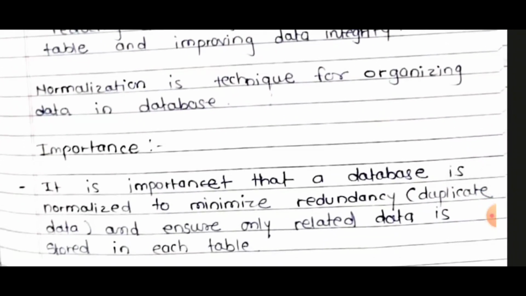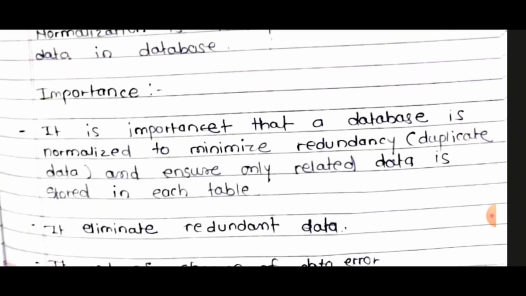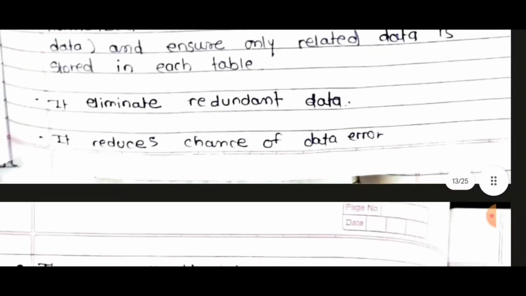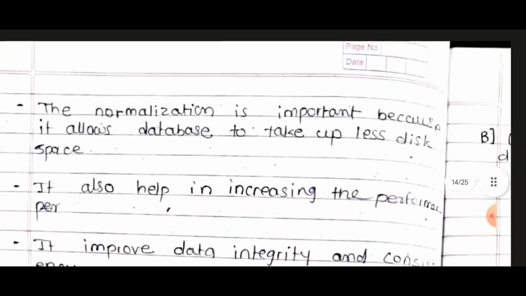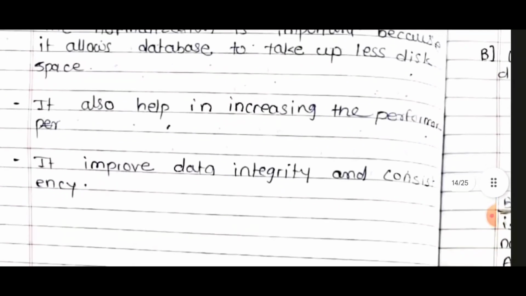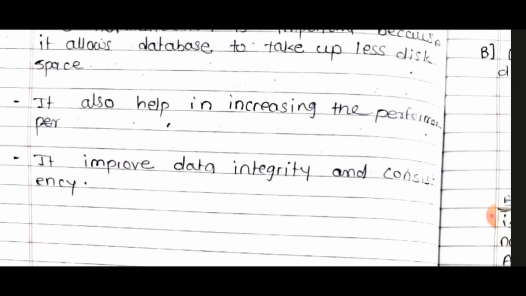Importance of normalization. It is important that a database is normalized to minimize redundancy, meaning duplicate data, and ensure only related data is stored in each table. It eliminates redundant data. It reduces the chance of data error. Normalization is important because it allows the database to take up less disk space. It also helps in increasing the performance of the database. It improves data integrity and consistency.